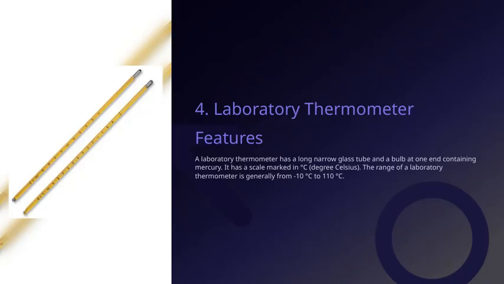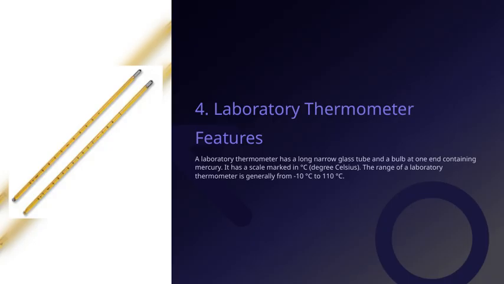Let's take a closer look at the laboratory thermometer. It consists of a long, narrow glass tube with a bulb at one end that contains mercury. The mercury is crucial because it expands and contracts with temperature changes, allowing us to measure temperature accurately. The scale on the thermometer is marked in degrees Celsius or degrees C, which is the standard unit for measuring temperature in most scientific contexts.